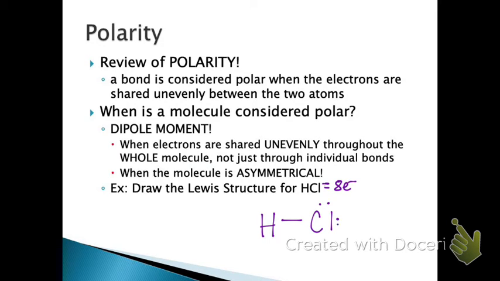So there's 4, 6, and 8 electrons. We've used all our electrons. That's what the molecule looks like.